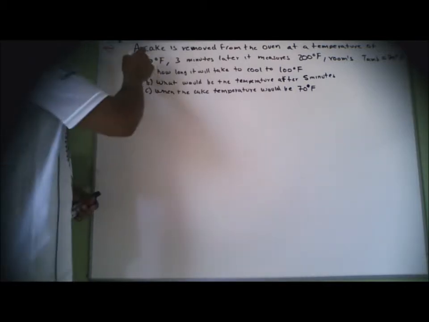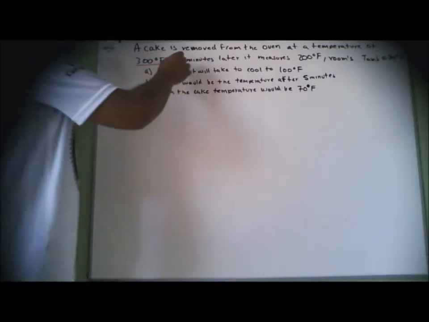Okay, in this video we are going to solve a problem of the Newton's cooling or warming model. So let me read the problem. A cake is removed from the oven and the oven has a temperature of 300 degrees Fahrenheit. So let me remark that. Three minutes later it measures 200 degrees Fahrenheit. I assume it's going to be the cake. The room's temperature, T ambient, is equal to 70 degrees Fahrenheit.